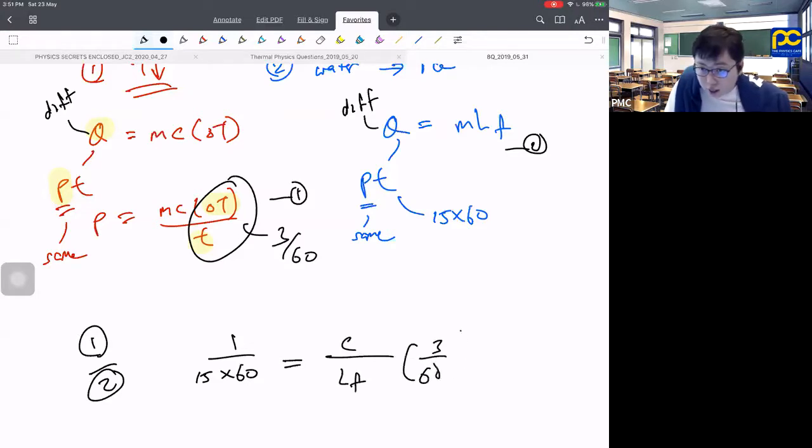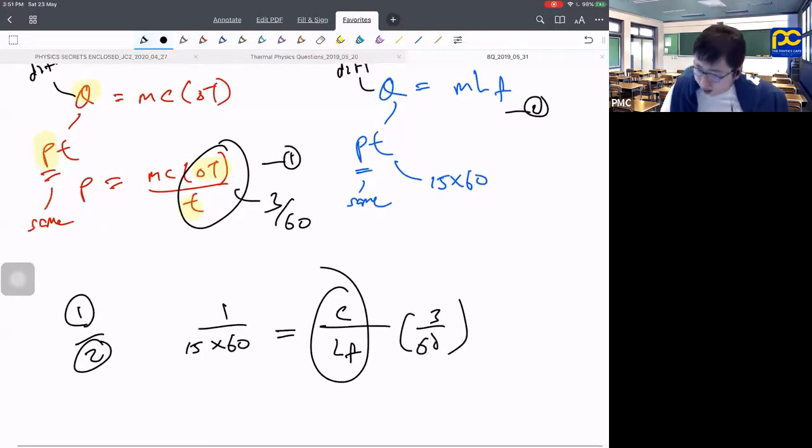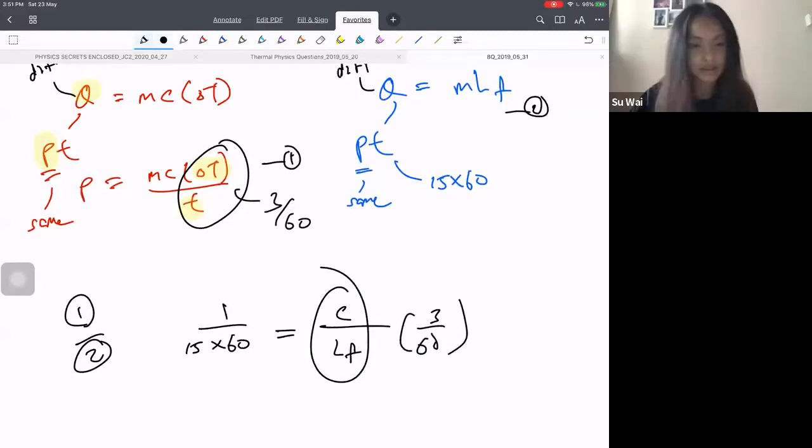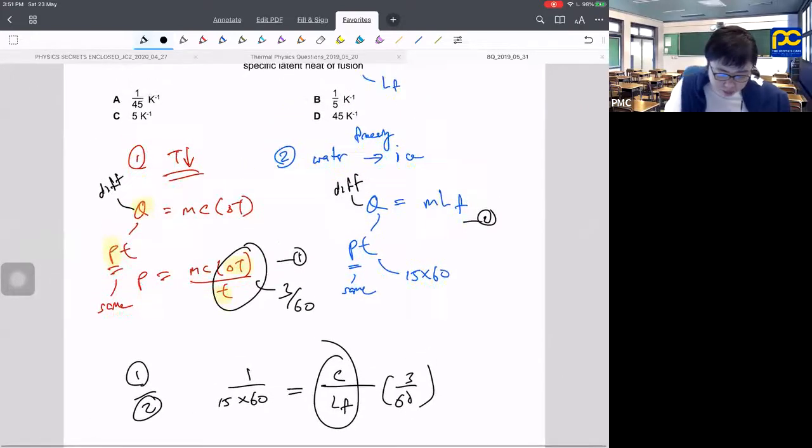Okay, good. I see that some of you got the answer as well. And therefore, what do you want to find? You want to find the ratio of this. What's the answer, Subai? Oh, the answer is A. Our answer should be A. Answer is A.